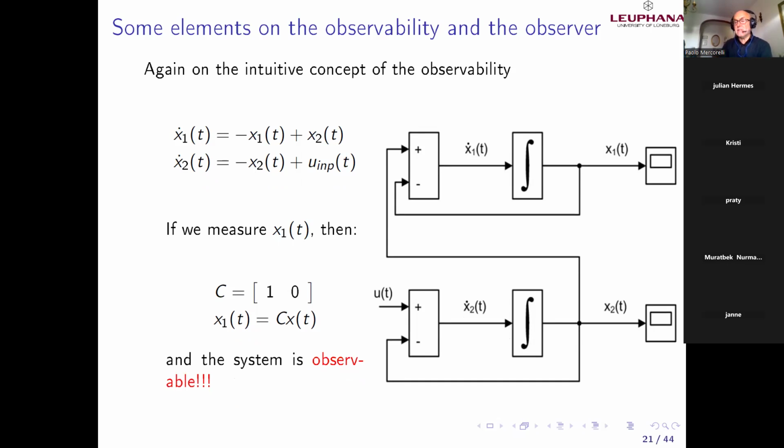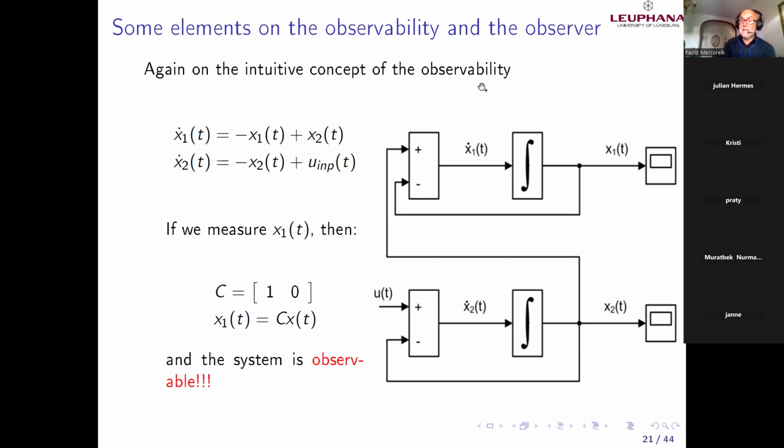But if I measure x1, in the next slide, everything is as before. I change just what I am measuring. We can see here. Now, the map of the sensor is not 0, 1 anymore, but 1, 0. X1 is C multiply X. I measure X1. If I have an instrument here, now I can say that the system is observable. Of course, because measuring X1, I nevertheless have information about what happens on X2 thanks to this feedback.